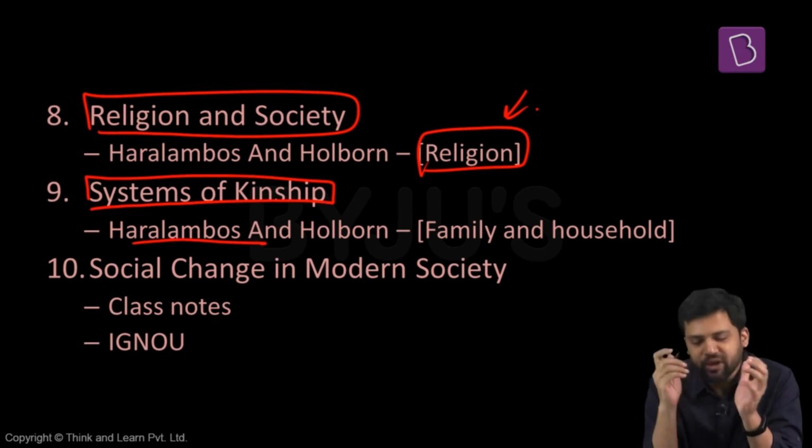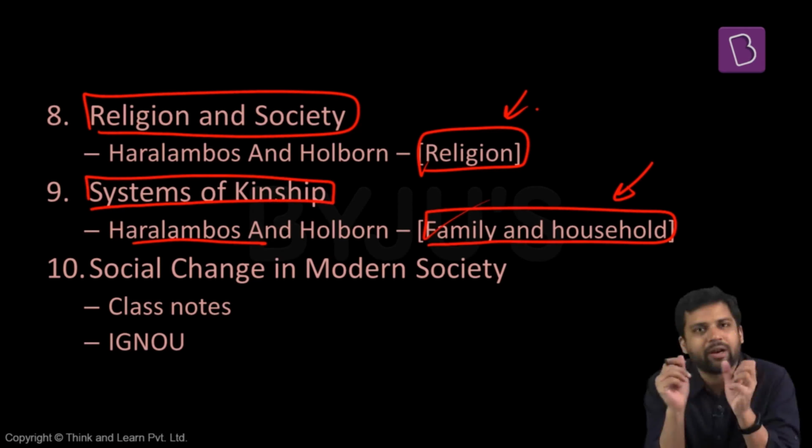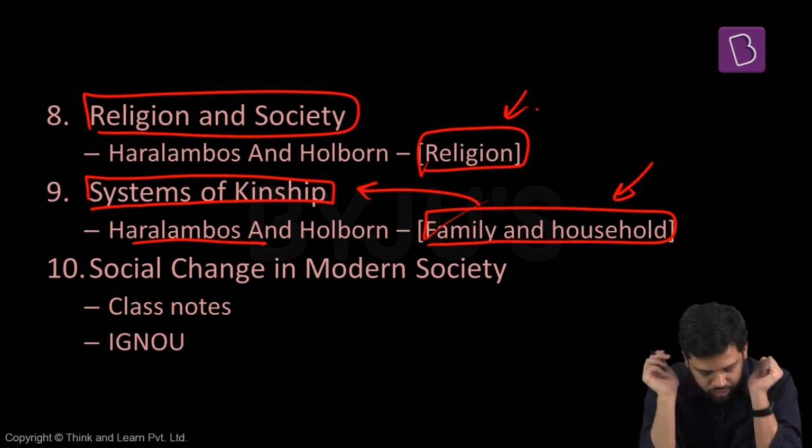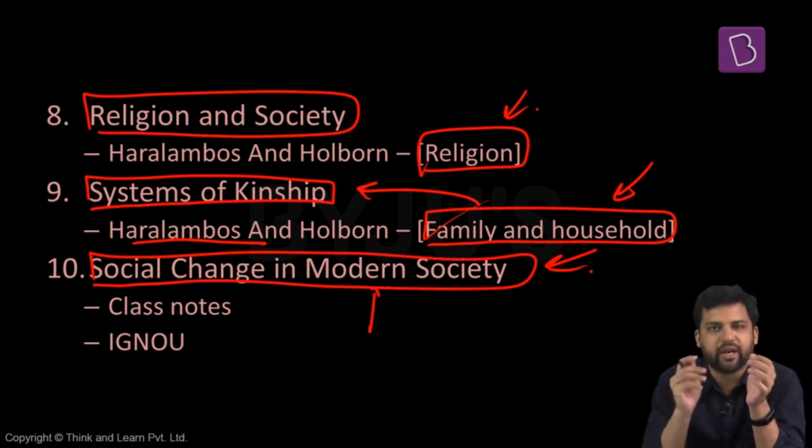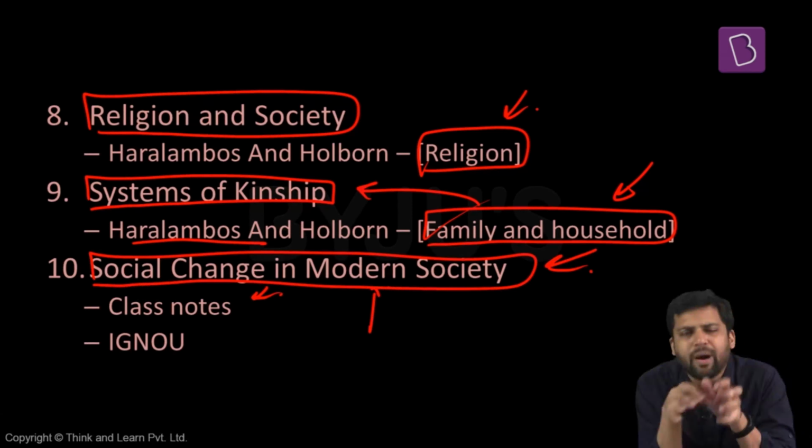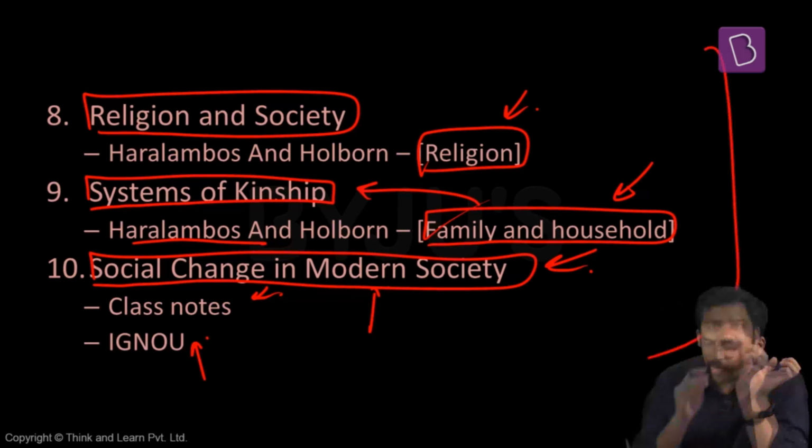Systems of kinship. There is a specific chapter in Haralambos and Holborn. The name of the chapter is family and household. So it is going to be our fundamental resource apart from the class notes. The last topic in paper one, social change in modern society. Here the fundamental resource will be the class notes. Apart from that, IGNOU readings will be provided. Some PDFs from IGNOU. So this is about paper one.